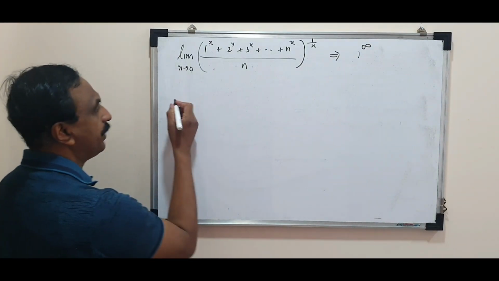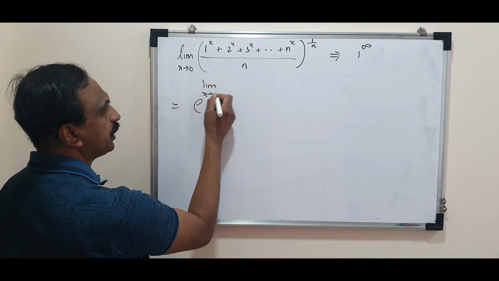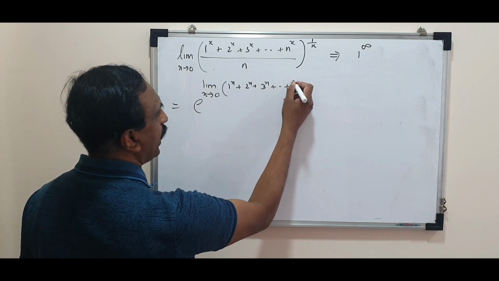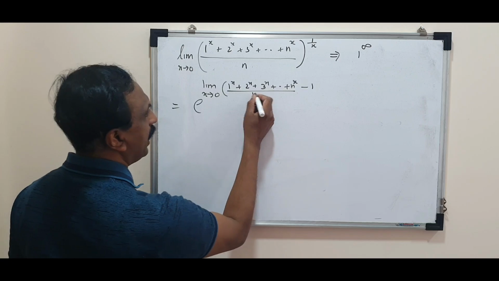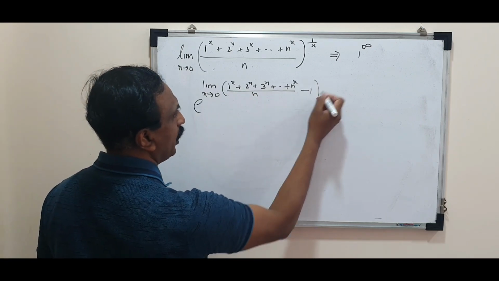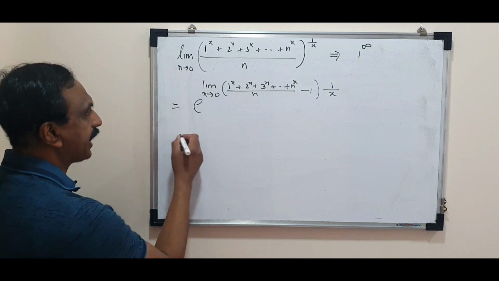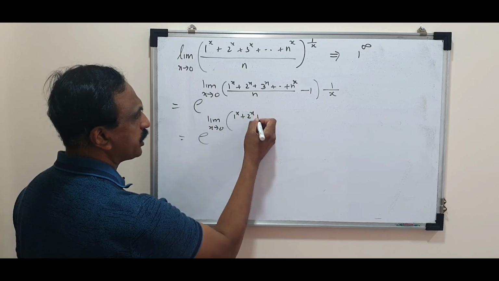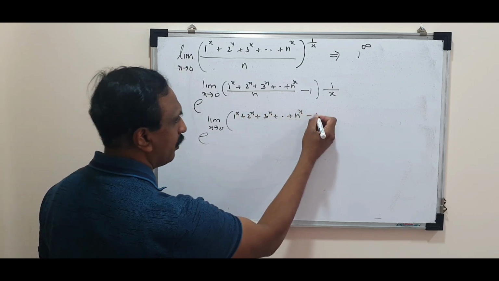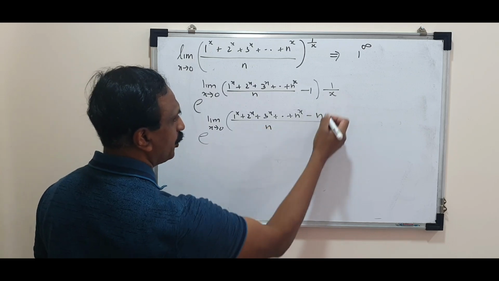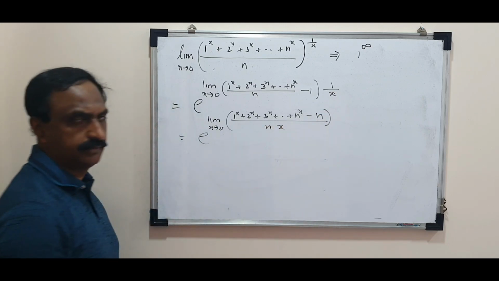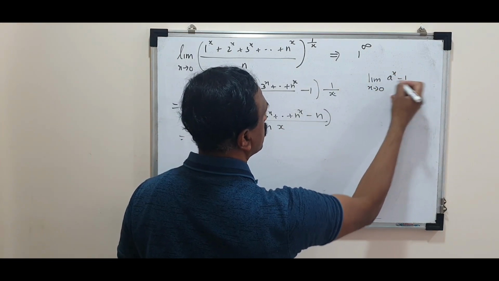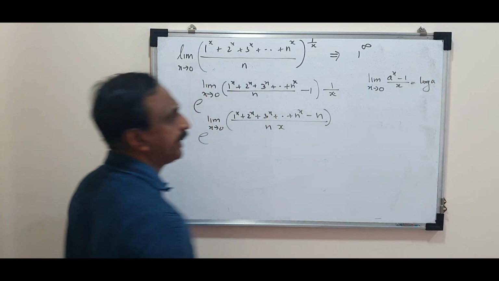So my formula for this will be e raised to limit x tending to 0, (1 raised to x, 2 raised to x, 3 raised to x, plus n raised to x minus 1) upon n minus 1, into 1 by x, which I can write as e raised to limit x tending to 0, (1 raised to x plus 2 raised to x plus 3 raised to x goes on n raised to x minus n) upon n, into 1 by x. This x I will bring over here, nx. Now I know this is of the form limit x tending to 0, a raised to x minus 1 upon x is log a. I can apply this formula.